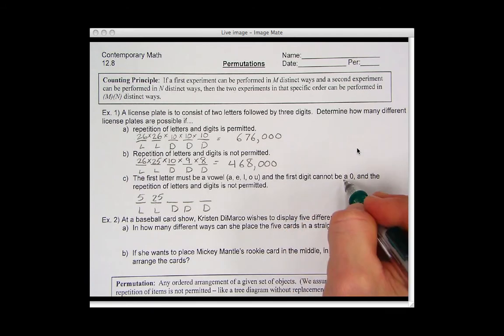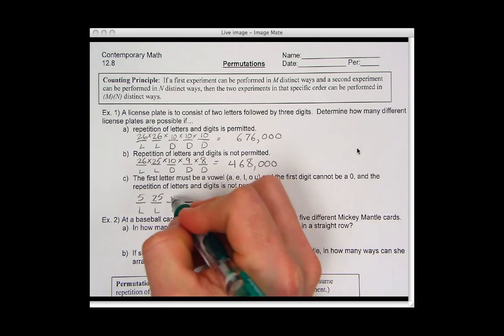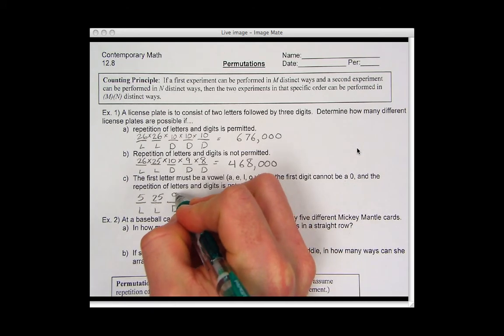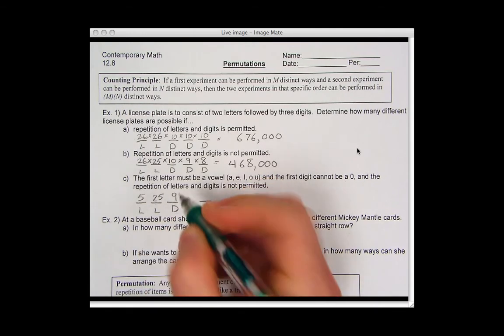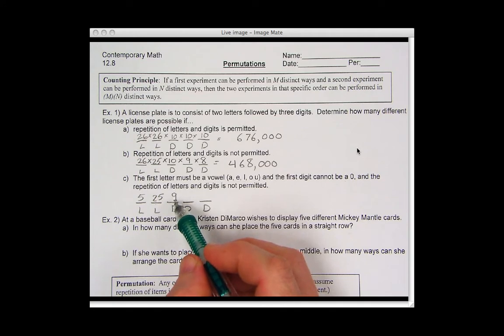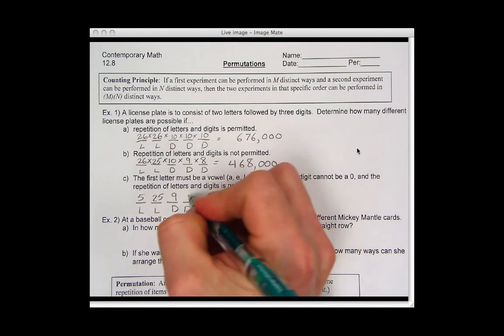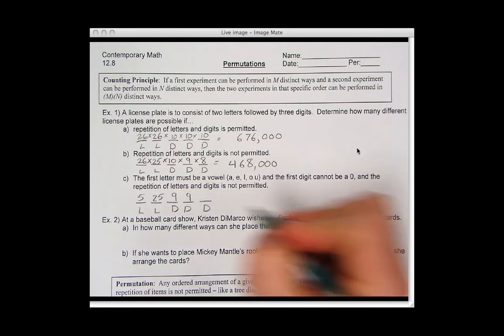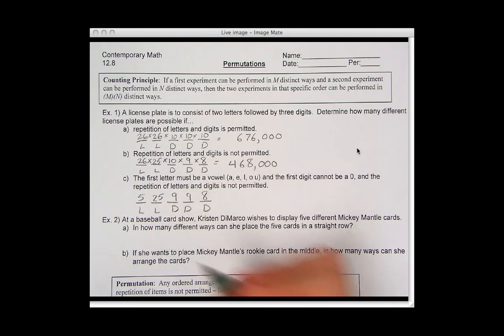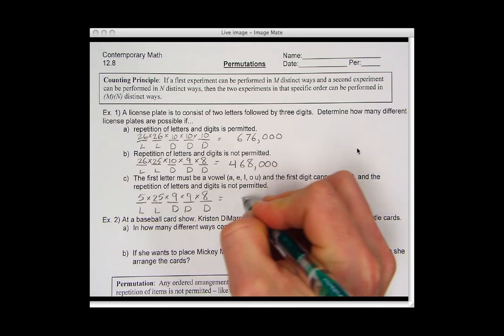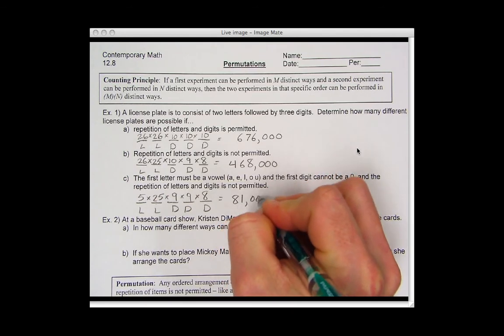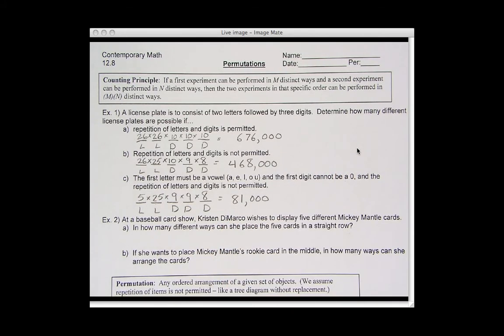Now the first digit cannot be a 0. So that's going to mean we only have 9 choices for our first digit, the numbers 1 through 9. Now we assume we use one of those and we can't use it again. So now we don't have that one number, but now we do have the 0 available. So we're back up to 9 options. We use a digit and we're down to 8. So when we multiply across, we get 81,000 license plates.